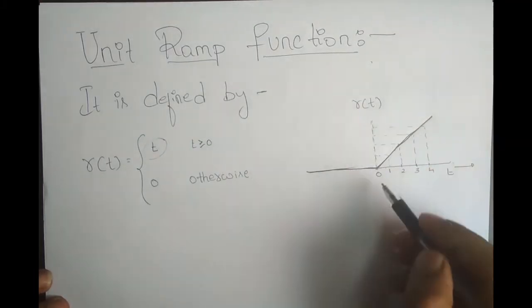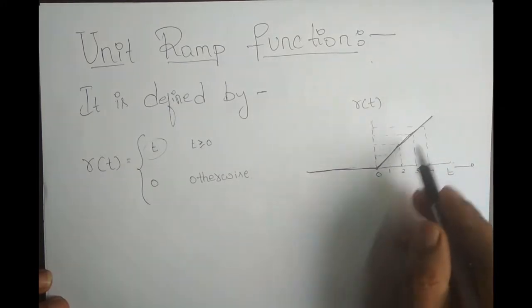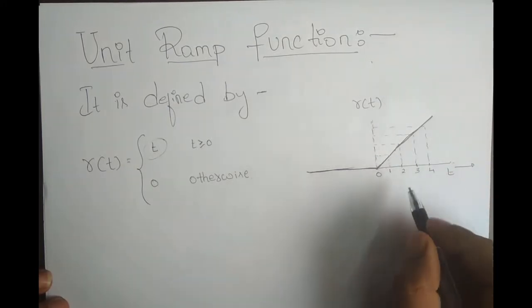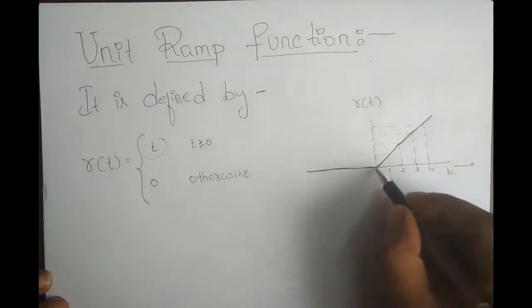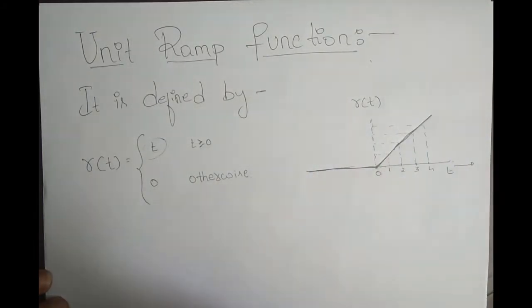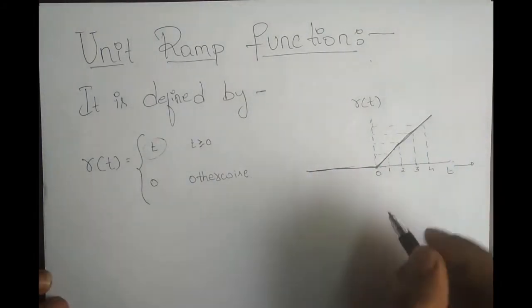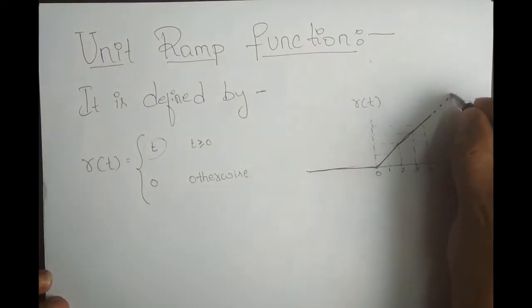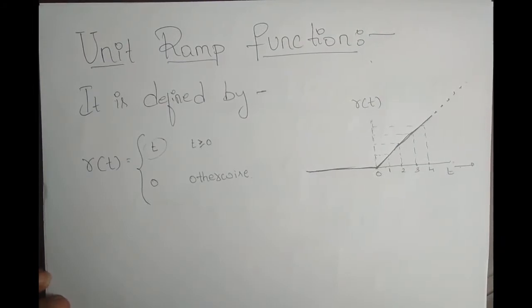Basically, it's a slope of value 1. It has a slope of 1 unit slope. So that's why it is called unit ramp function, because its slope is 1. This goes on. At t is equal to infinity, amplitude goes to infinity.